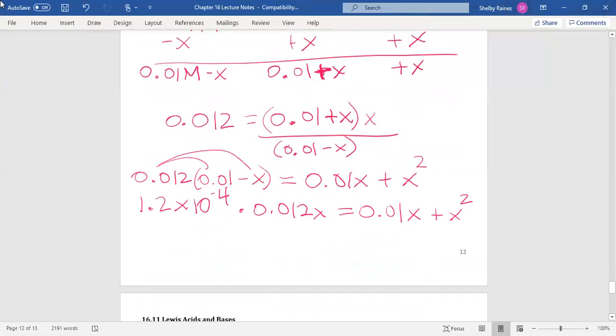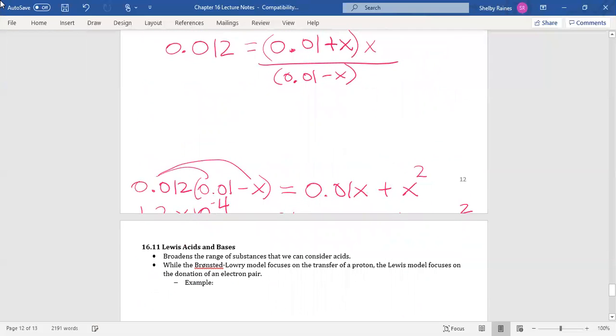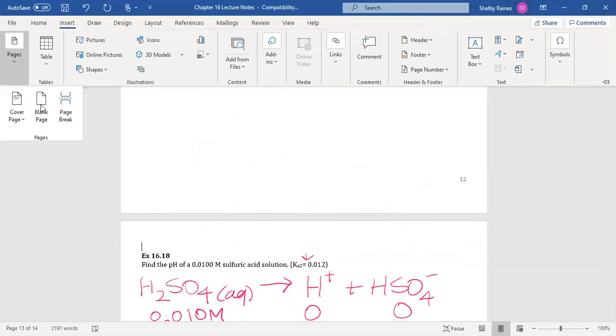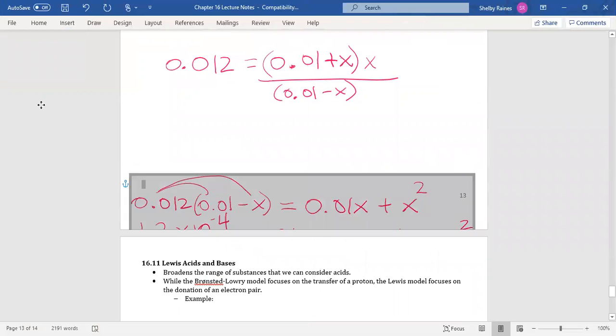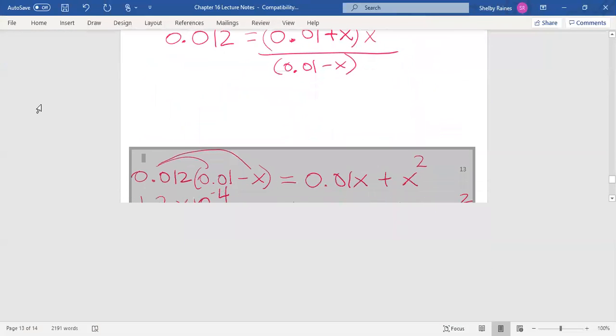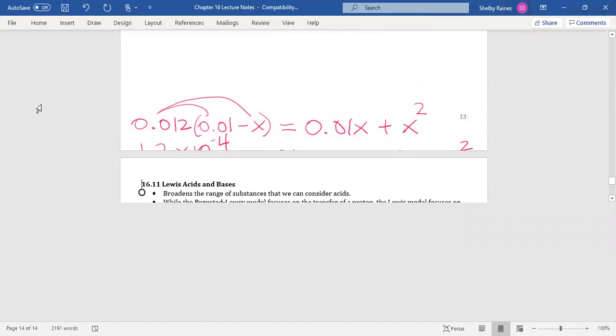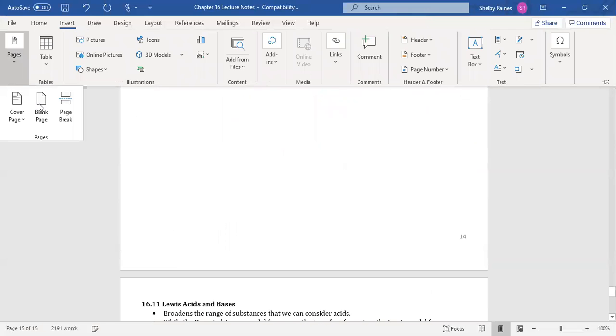Okay. Why did it do that? Let me insert another page. What? Oh no, I wanted to insert it down here. Oh, the struggle. Here. Okay.